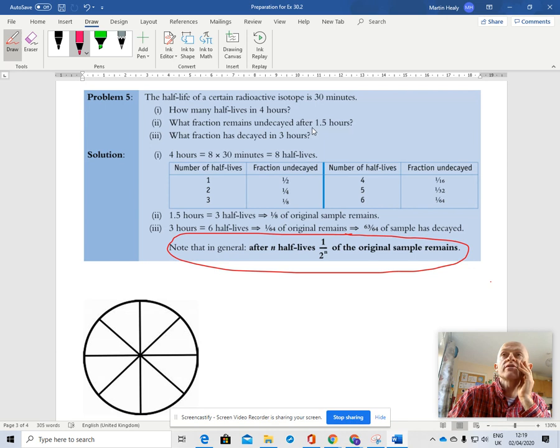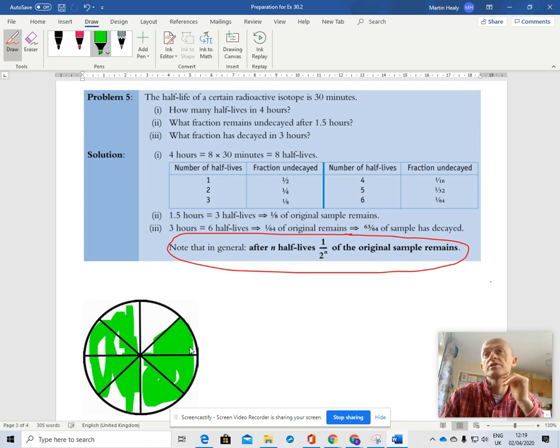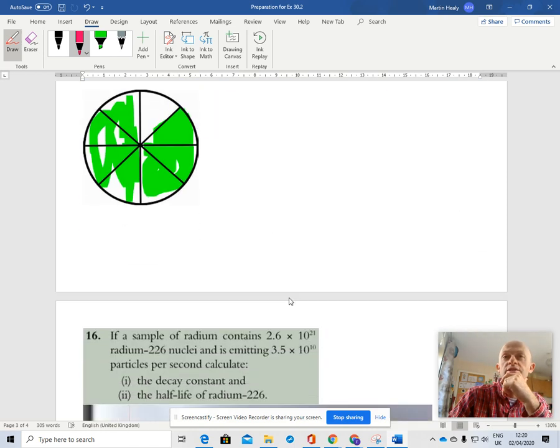What fraction remains undecayed after 1.5 hours? Well, if you look here, after 30 minutes, this much will be decayed. After a further 30 minutes, this much will be decayed. And after a further 30 minutes, that's your 3 half-lives, 1.5 hours, that much will be decayed. That means 1/8 remains. And there's actually a formula for that: 1/2 to the power of n. So there's 3 half-lives in 1.5 hours, so 1/2 cubed is 1/8. And you can work out the last question using that information there as well.